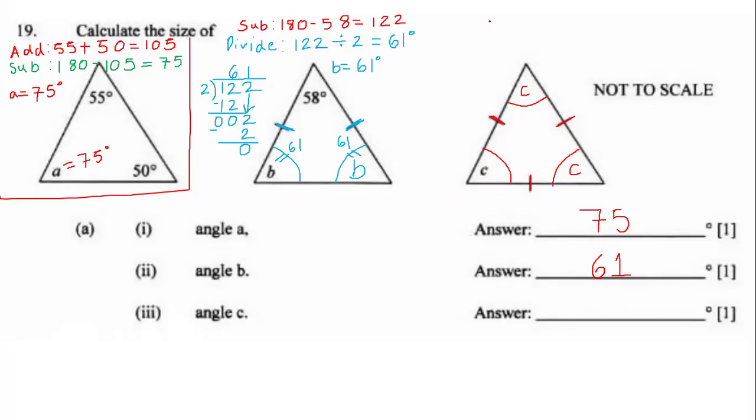So C is going to be equal to 180 degrees divided by 3. And 180 divided by 3 gives us 60. 180 divided by 3 gives us 60 degrees. Very good. So it's going to be 60 degrees.